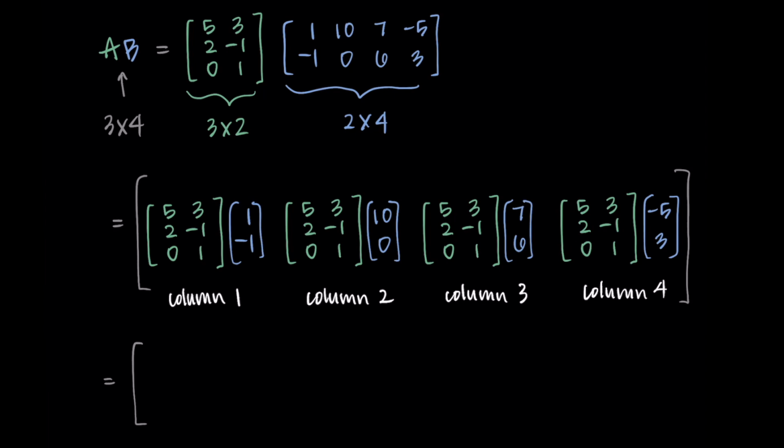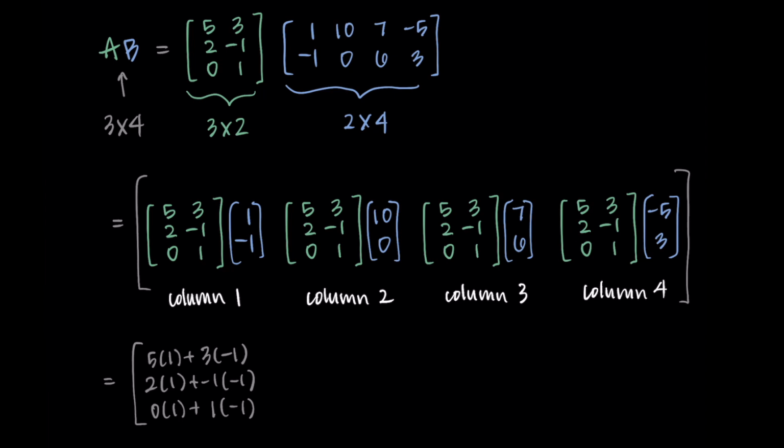For my first column in this matrix vector multiplication, I'm doing 5 times 1 plus 3 times -1, then 2 times 1 plus -1 times -1, and then 0 times 1 plus 1 times -1.